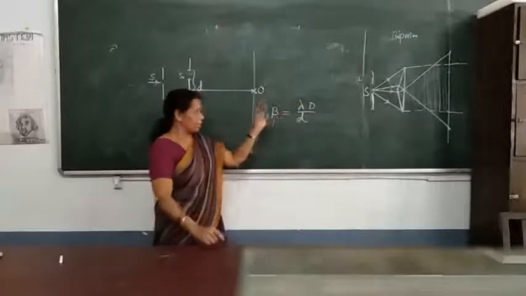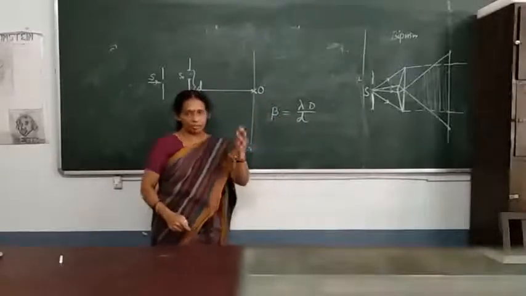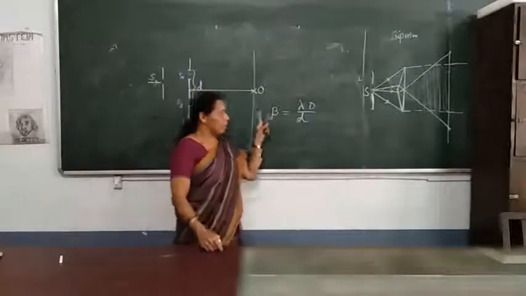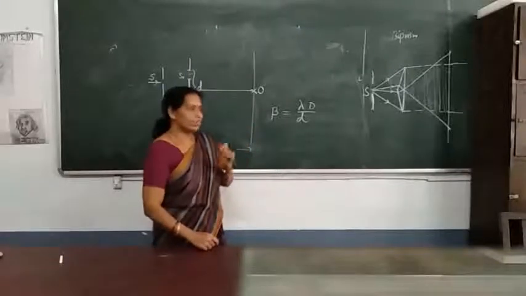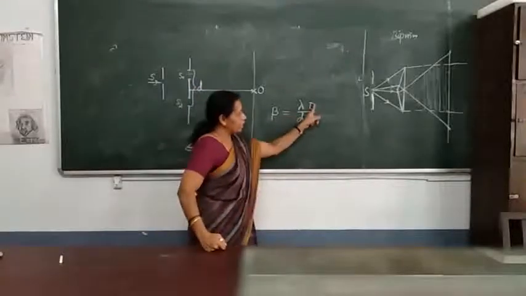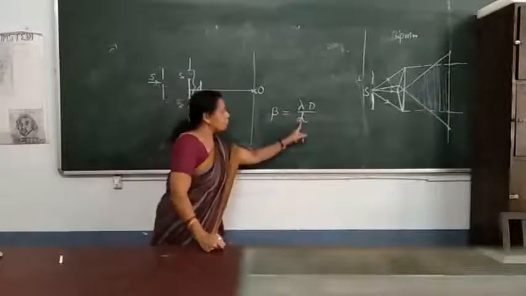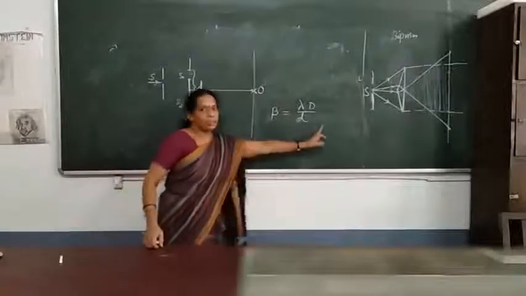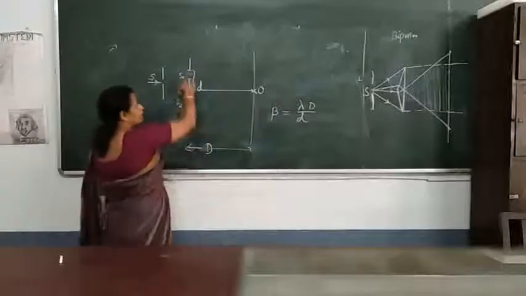Fringe width means the distance between any two successive bright fringes or any two successive dark fringes. Beta, the distance between any two successive bright fringes or any two successive dark fringes, is known as the fringe width, given by the formula lambda D by small d, where capital D is the distance between the slits and the screen, and small d is the separation between the slits. This is the expression for the fringe width. This was the experiment done by Thomas Young using a double slit.